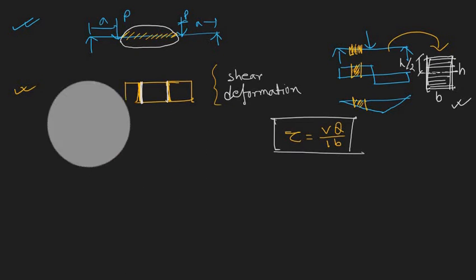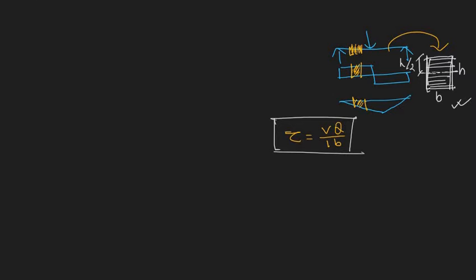We will again draw this rectangular cross section here. Let's say this is the width b and this is the height. The neutral axis is situated at a depth of h by 2. Our task is to find what tau is at any depth.